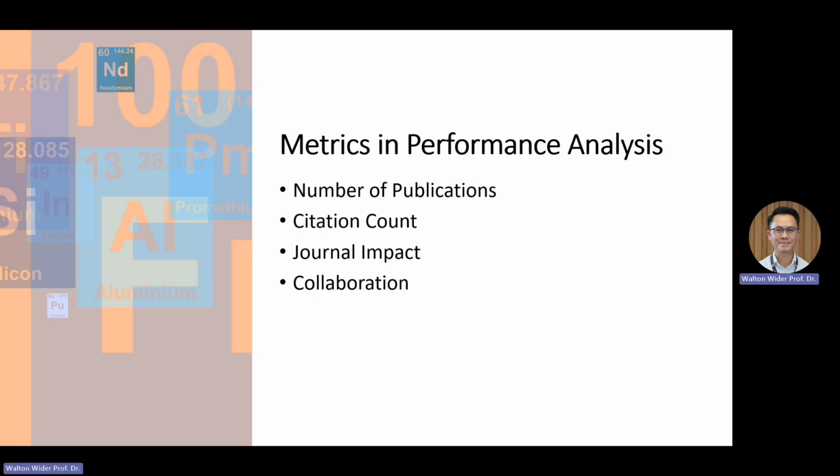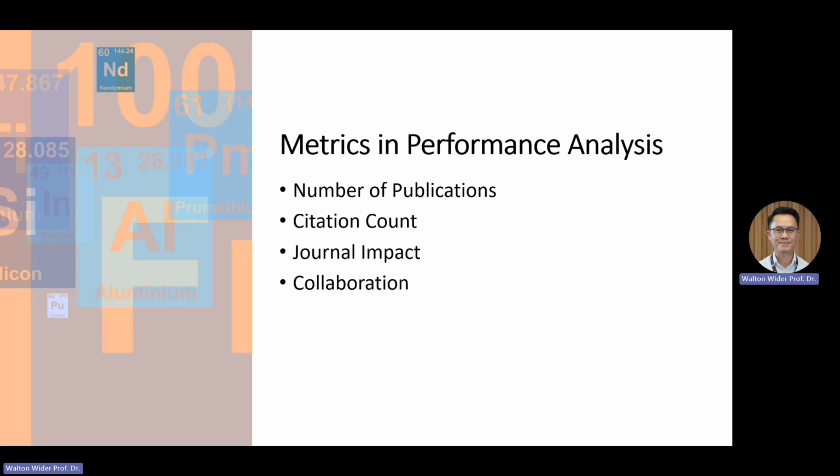Now, just now I mentioned performance analysis and science mapping, right? These are two of the methods that are very important in bibliometric analysis. I would like to further explain this part. When it comes to performance analysis, there are some crucial metrics in academic research. Understanding these metrics is essential for comprehending the impact and reach of a particular scholarly work.